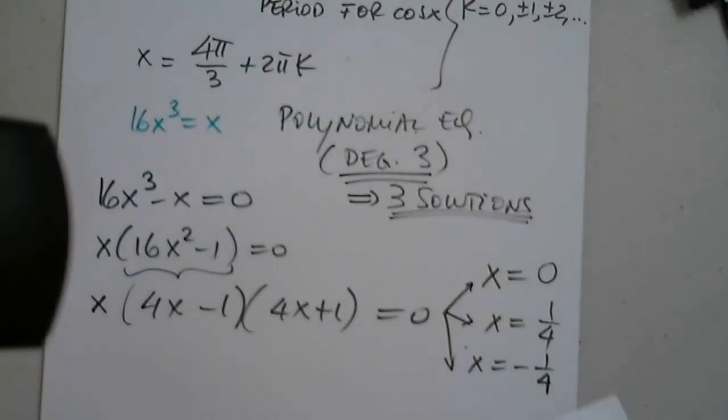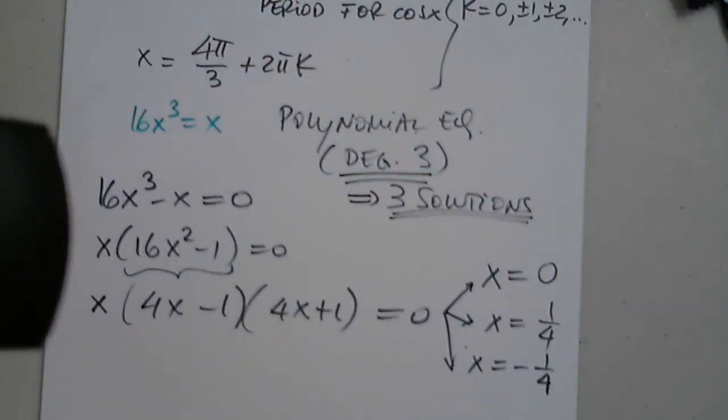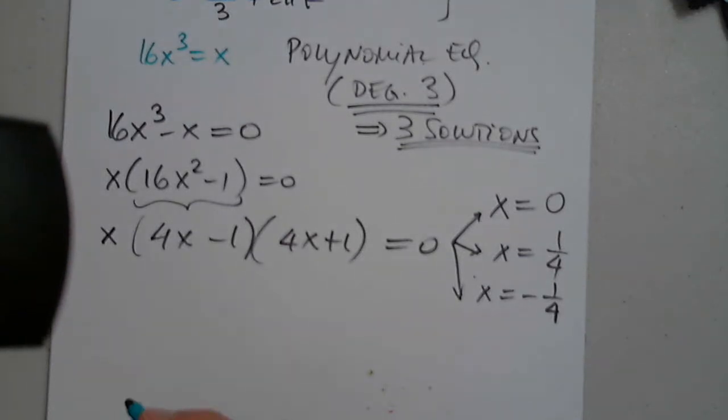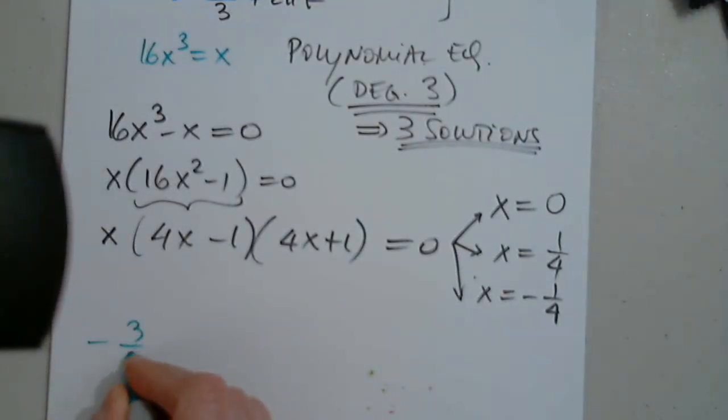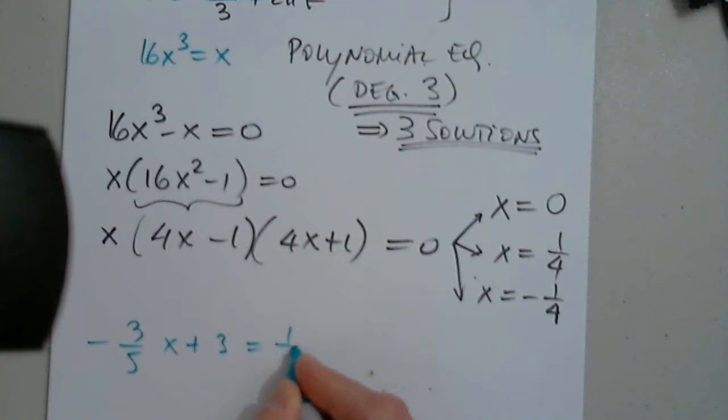Can you go over 3C? This one? 3C. Yeah. Okay. Yeah, with fractions. Okay. So negative 3/5 x plus 3 equals 1/2 x minus 5.